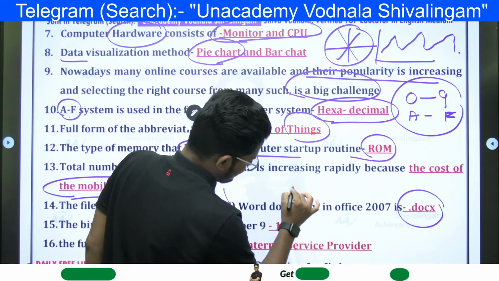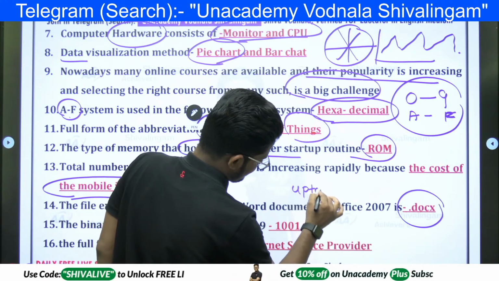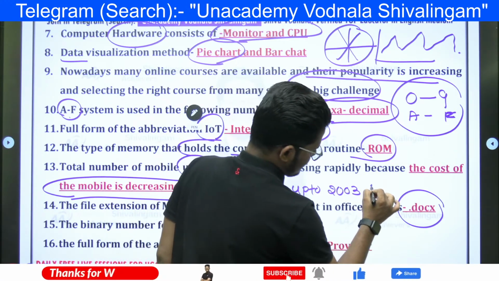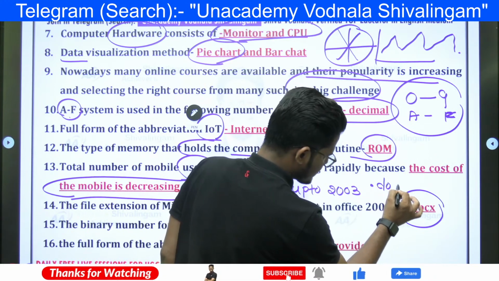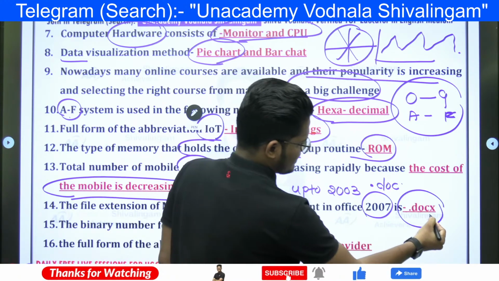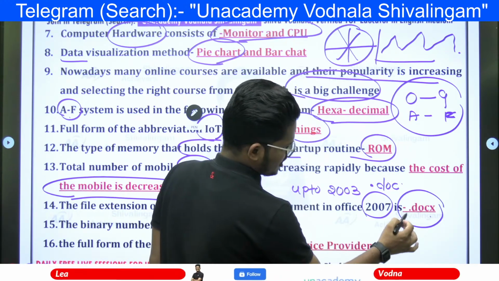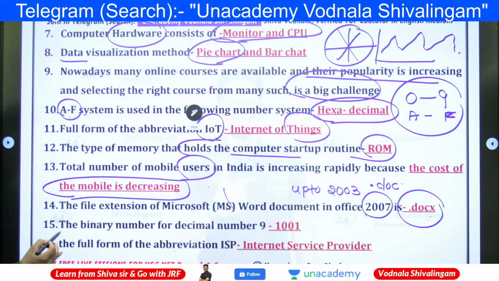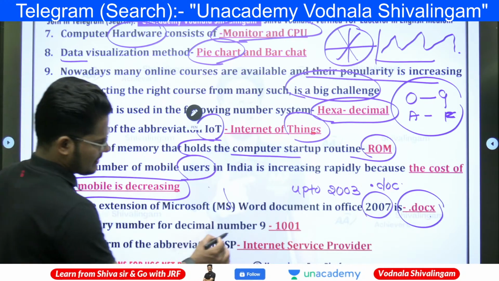The file extension of a Microsoft Word document is .docx. Up to the 2003 version, the Microsoft extension is .doc only. From the 2007 version onwards, it is .docx, that is document extension.